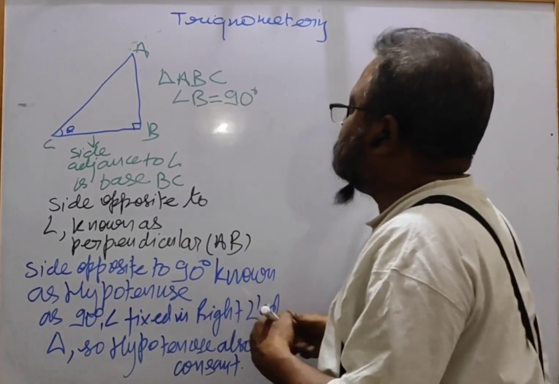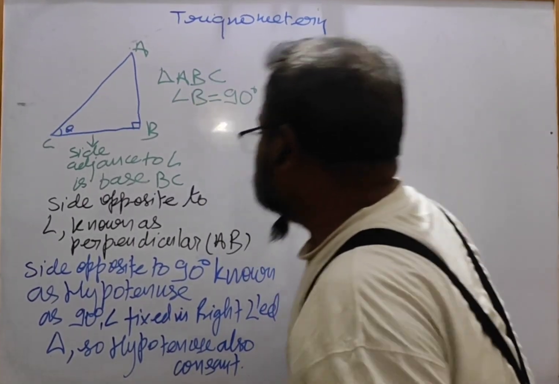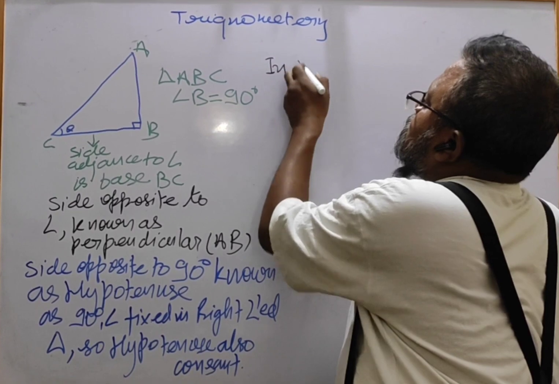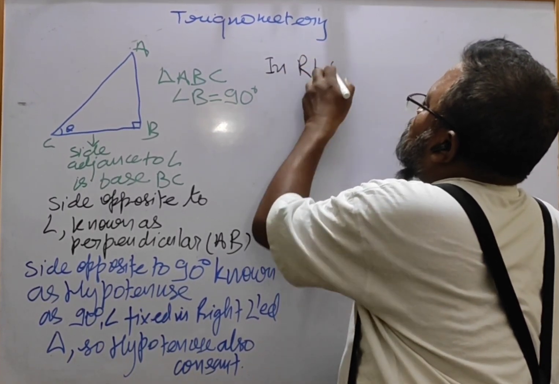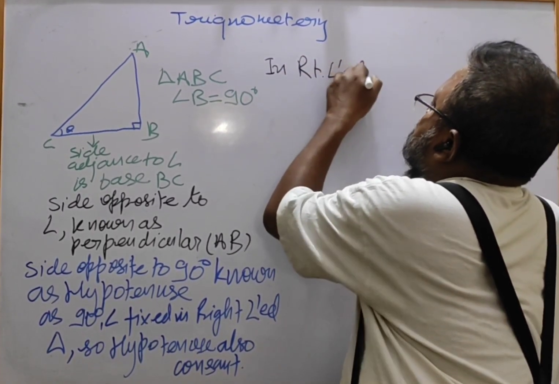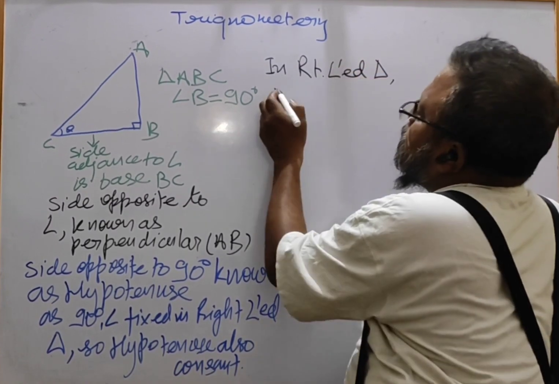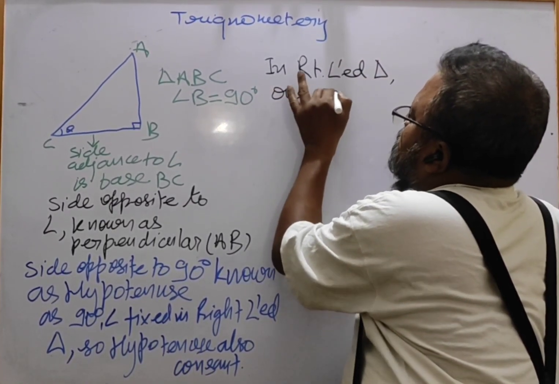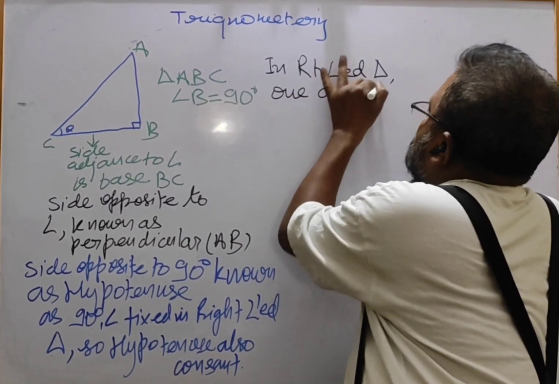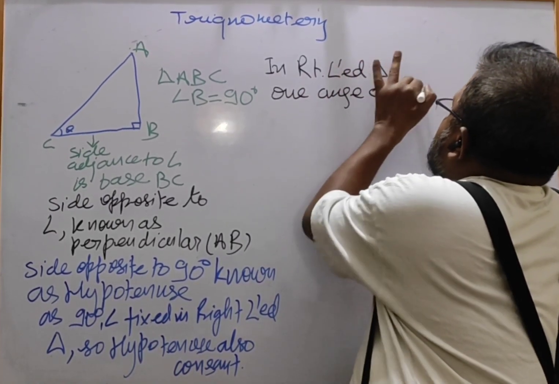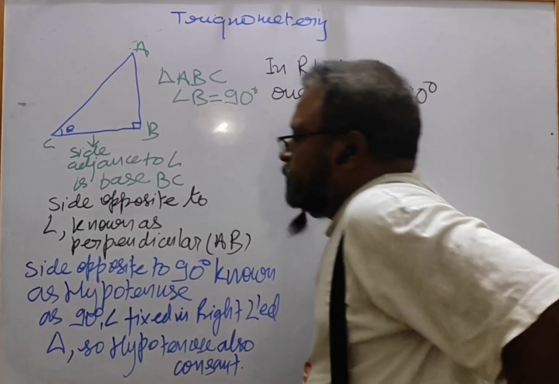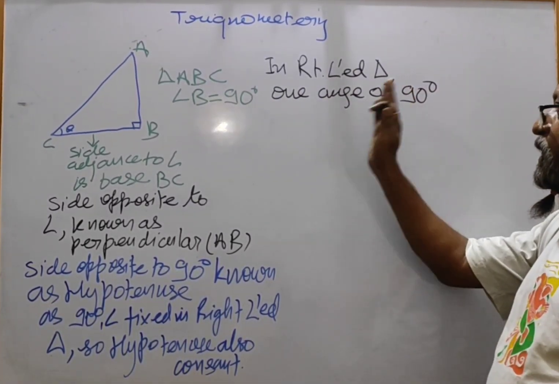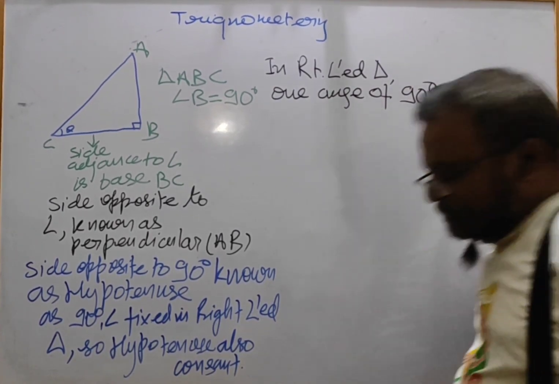Right? मतलब in right angled triangle, one angle of 90 degree. It is universal truth. If it is a right angle triangle, then one angle of 90 degrees. Right?